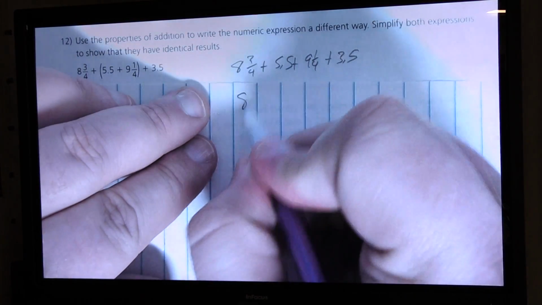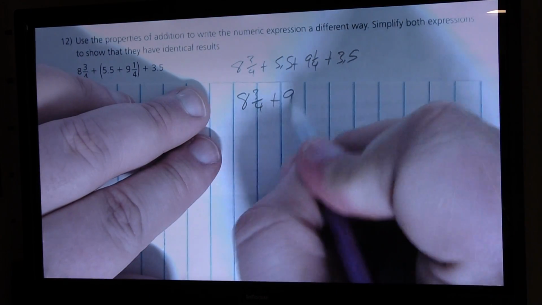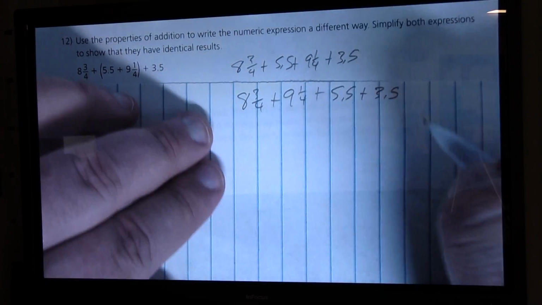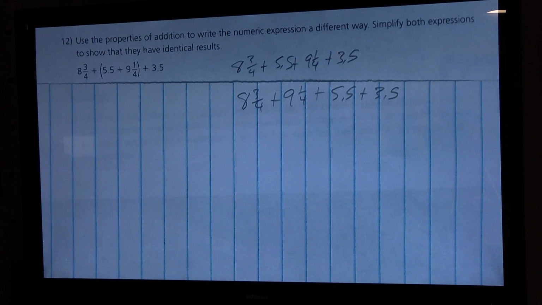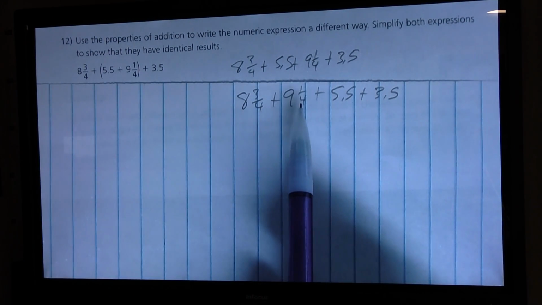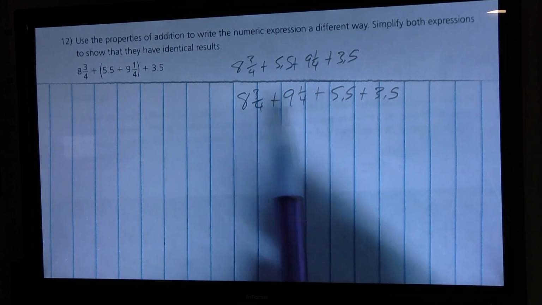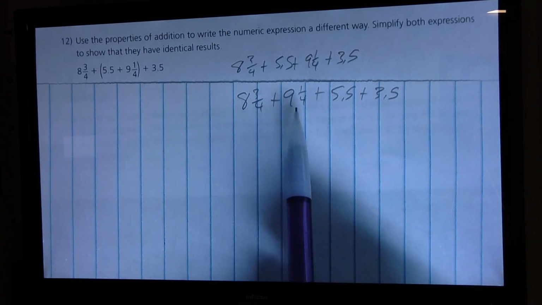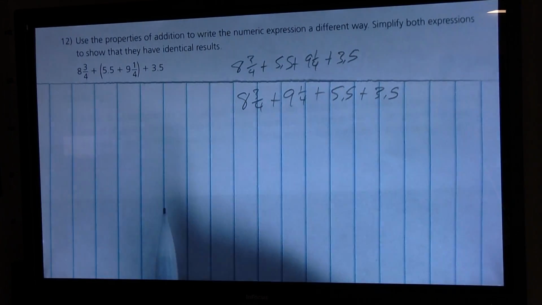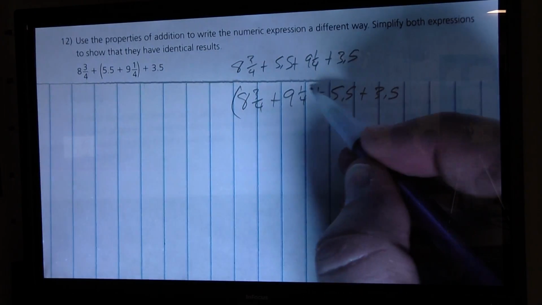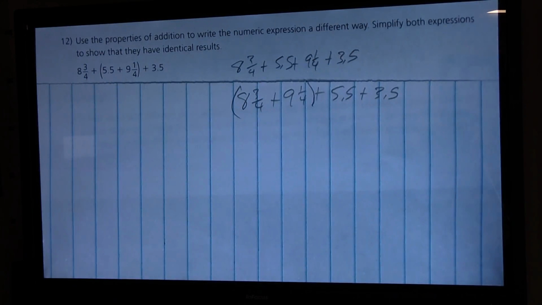So I'm going to say 8 3/4 plus 9 1/4 plus 5 5/10 plus 3 5/10. Now I'm going to put my parentheses so I can group it to make sure that I add it the way I want. Because without parentheses, if I just start here and add these two together, my next step would be to add 5 5/10 to the sum of these two values. But I don't want to do it that way. I want to find their value and then find their value. And since I'm grouping them like that, using parentheses, this is the associative property of addition.